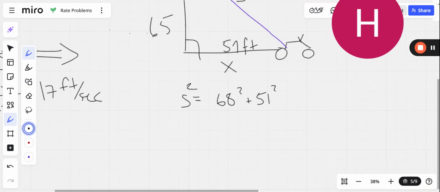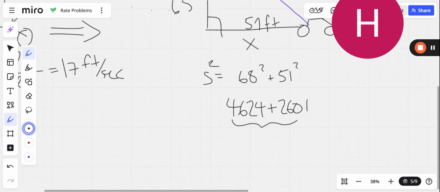If we were to do it more properly, I guess you can call it, what would we have? We would have 4,096 and 1024... so we would have something like 4624 plus 2601. Trust me, that's going to work out nicely.